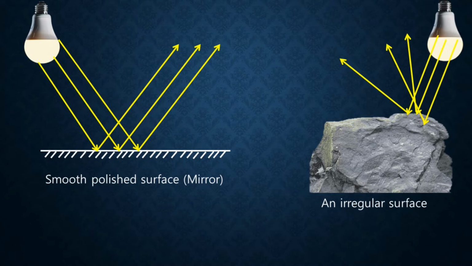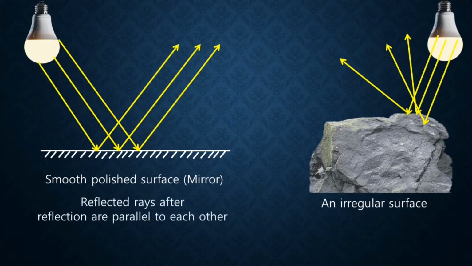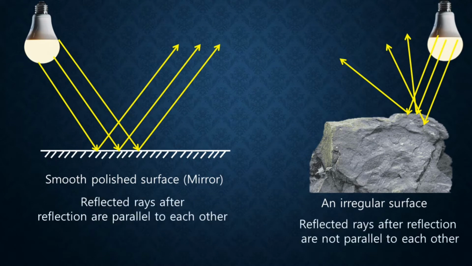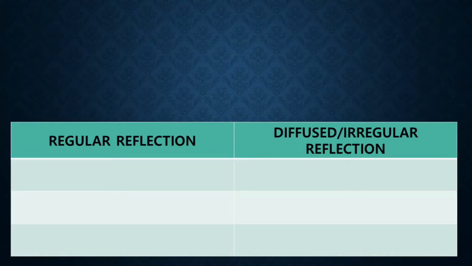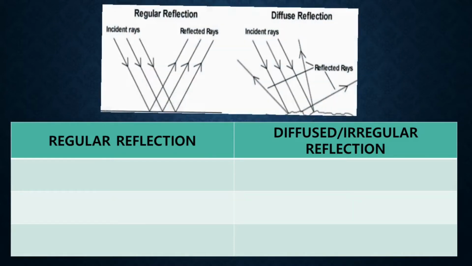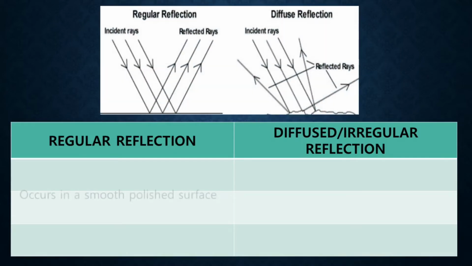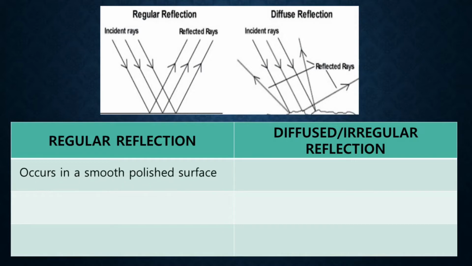The difference is that in a smooth surface, reflected rays are parallel to each other, while in an irregular surface, the reflected rays are not parallel to each other. This means that there are two types of reflection, regular and irregular reflection. Regular reflection takes place in a smooth polished surface, whereas irregular reflection takes place in any uneven rough surface.